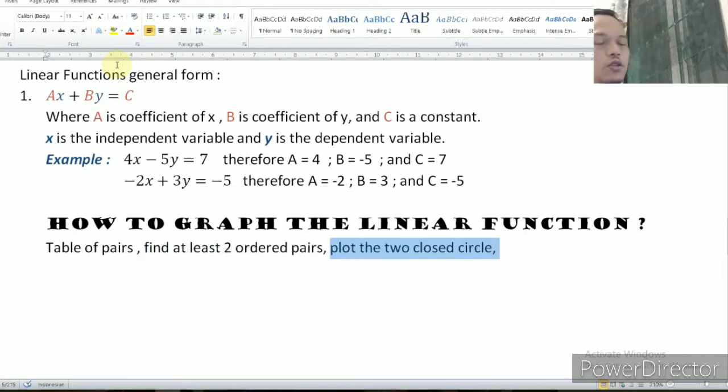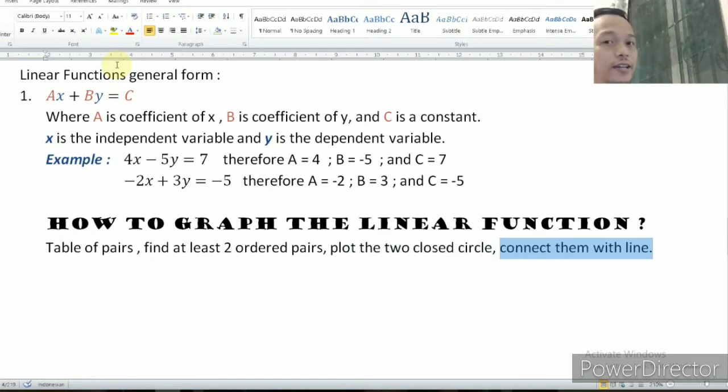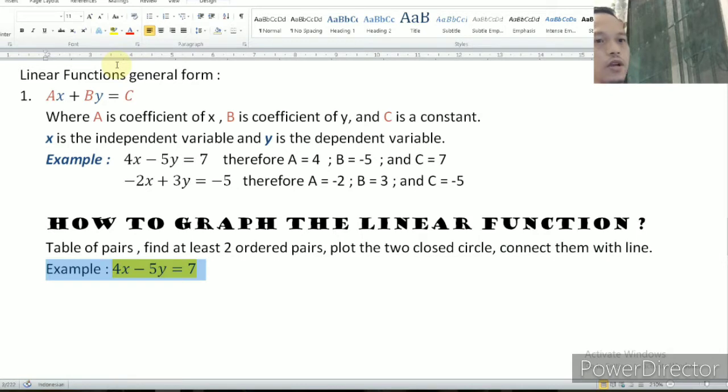We plot the closed circles first. So when you find the two ordered pairs and plot them on the Cartesian plane, you then connect them with a line. That is the most common method to graph this linear function. For example, I will give you this equation in the ax plus by equals c form: 4x minus 5y equals 7. So how do we graph this?